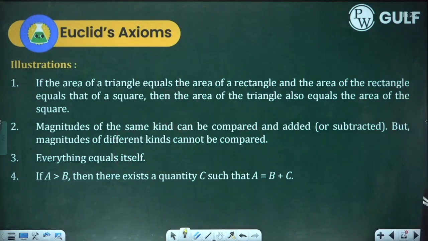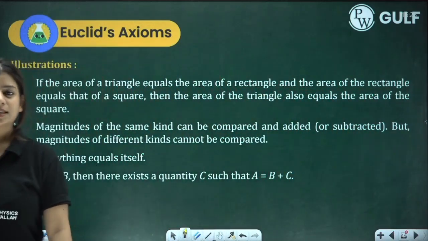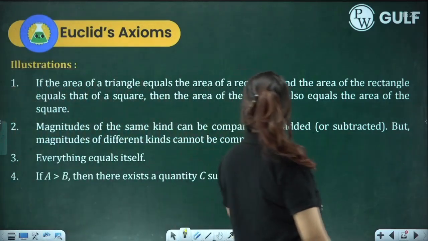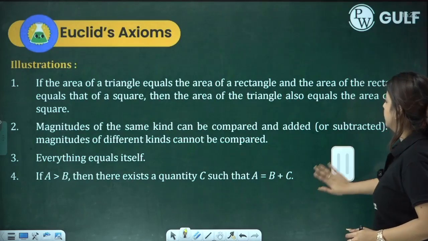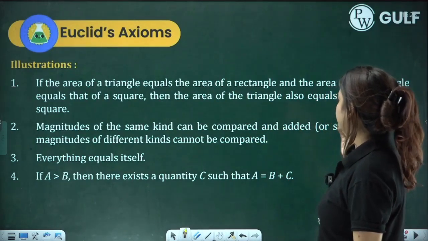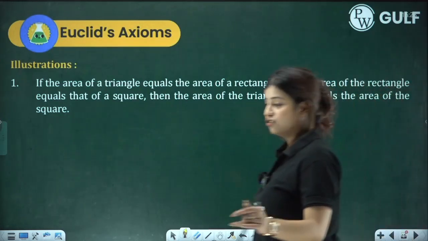Let's go forward. Now we have some illustrations, and what are these illustrations? The first one says if the area of a triangle equals the area of a rectangle and the area of the rectangle is equivalent to the area of a square, then the area of the triangle also equals the area of the square. Let us see how we can draw it.